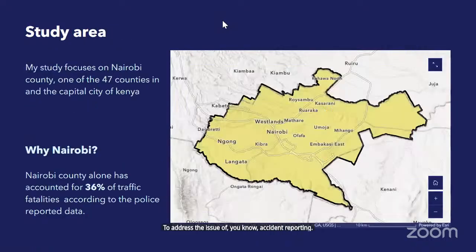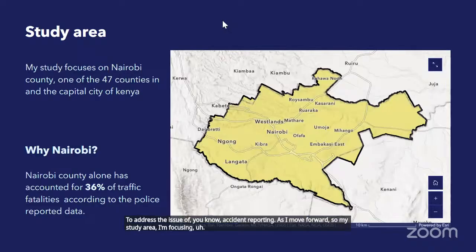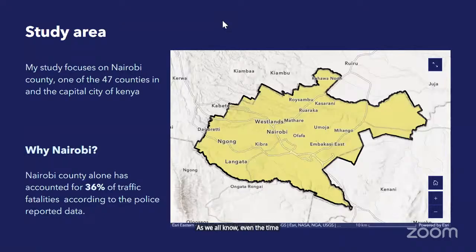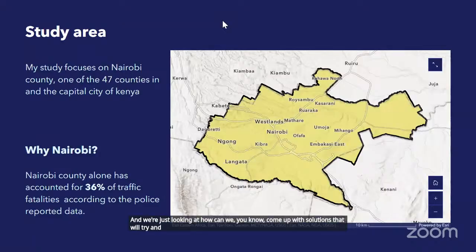As I move forward, my study area is basically Nairobi County. As we all know, even in the last few weeks, you've realized that so many accidents have been occurring in Nairobi. We're looking at how we can come up with solutions that will fit in, address the gaps and reduce the number of accidents occurring in Nairobi.